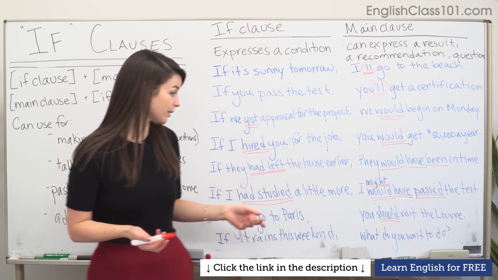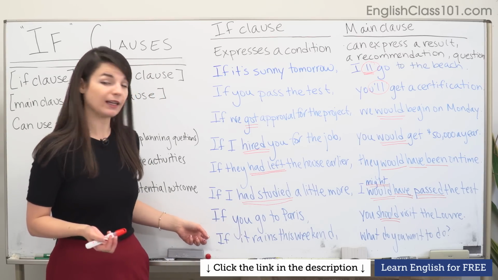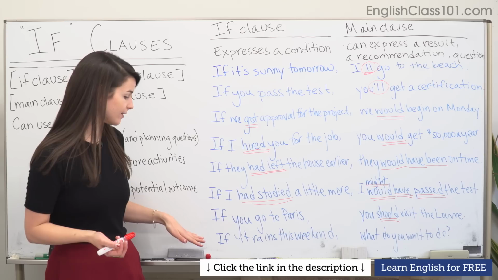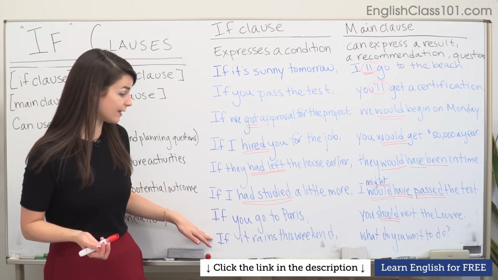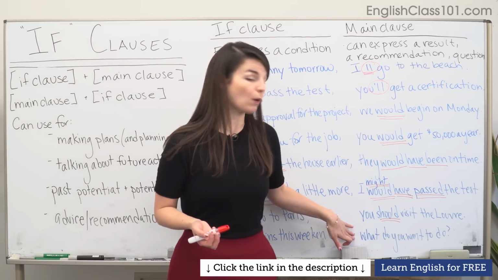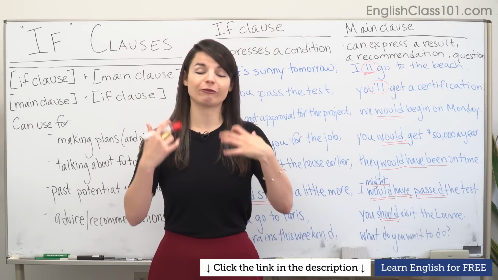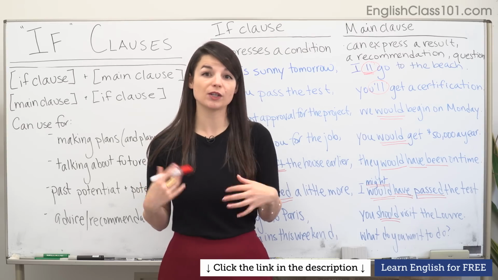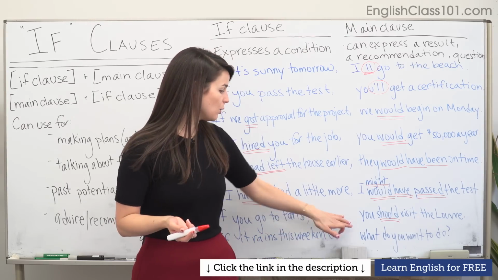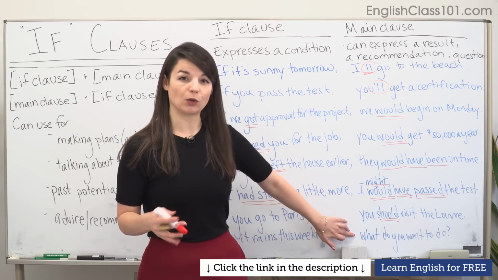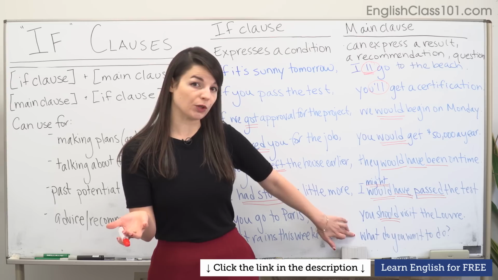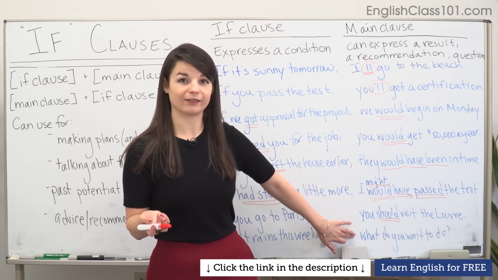The final thing I want to talk about is making a question in your main clause. For example, if it rains this weekend, what do you want to do? So this is a situation where you're looking for the listener's opinion. You can use an expression like a question. What do you want to do? What do you think we should do? in your main clause to do that.